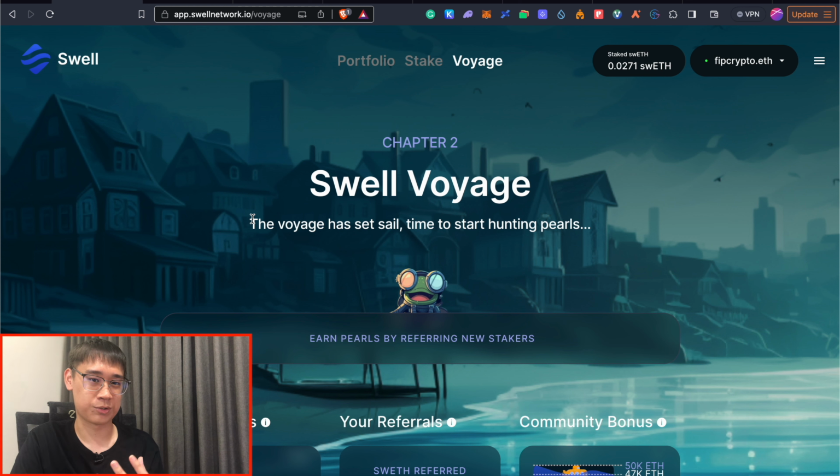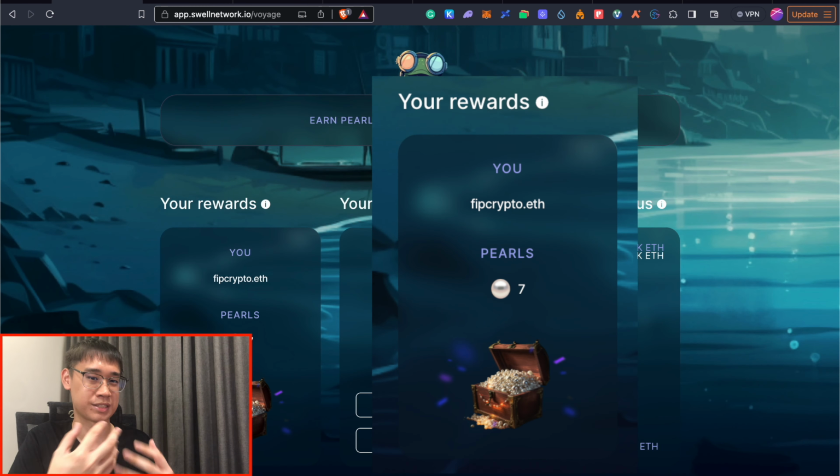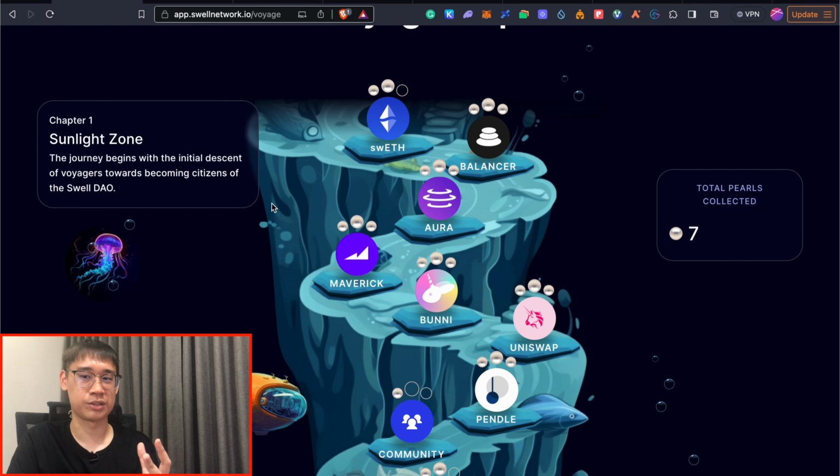Right now, Swell Protocol is running its Voyage campaign, and you earn some pearls when you complete certain transactions. We are currently in chapter 2 of the Voyage, and the first chapter involved earning pearls by just staking and holding SWETH or providing liquidity to any of these different protocols.